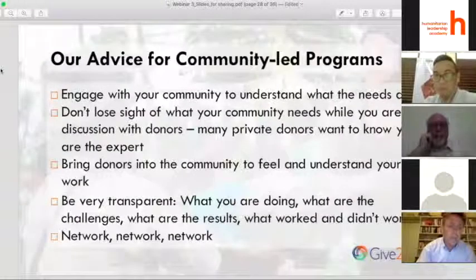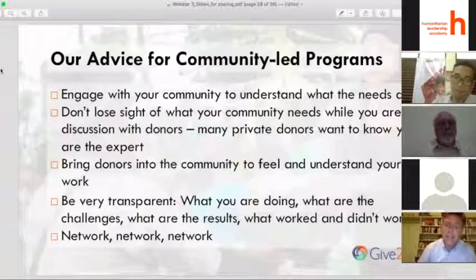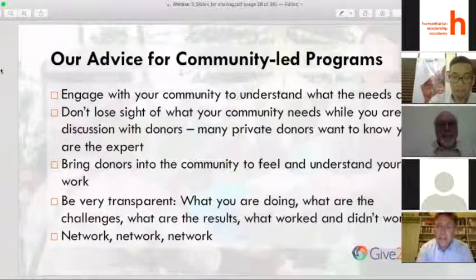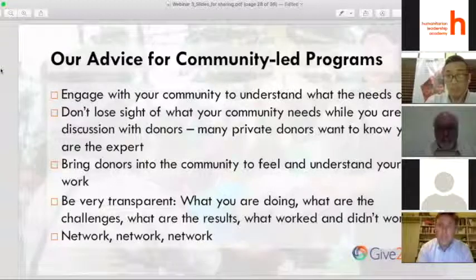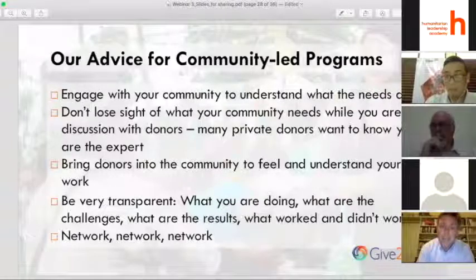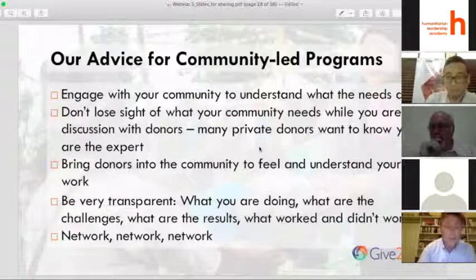Our advice for community-led programs is that you first, before you do anything else, should engage with your community to understand what your own needs are, and don't lose sight of your own community while you go after the dollars. We've seen in the past that some organizations do what the larger donors will want them to do, as opposed to really focusing on what the community needs. But what we found is that donors actually want more and more the community-based organizations to be experts that understand what's really needed in their community, and it's okay to have an opinion on what really is needed and what should be funded. And again, be transparent and network, build those relationships.